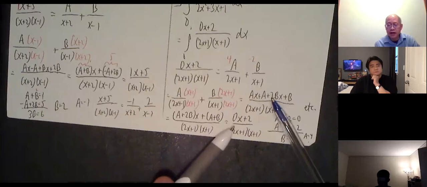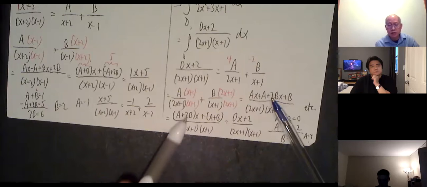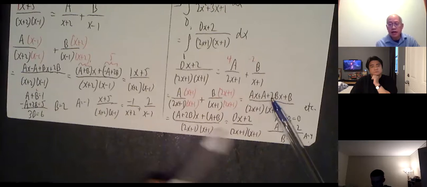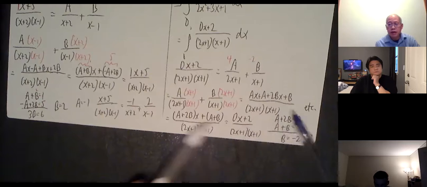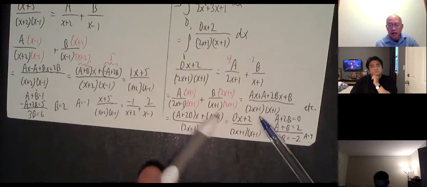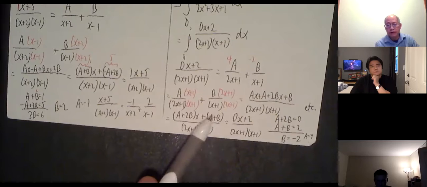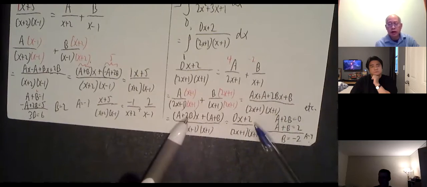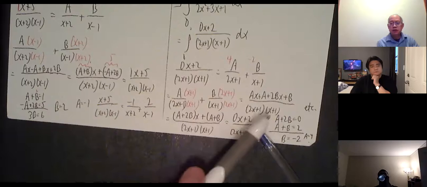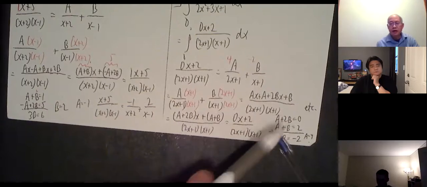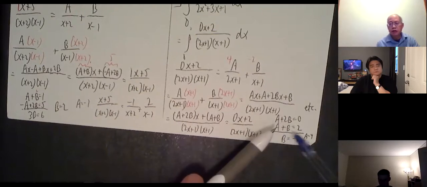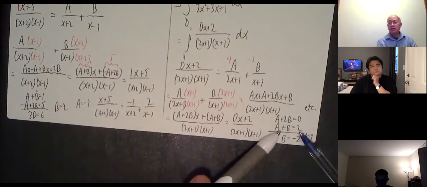I need the coefficient of x to be the same. In other words, this is 0. So a plus 2b is equal to 0. And then I need the constants to match. I need this stuff here to be 2. I mean, if this came out to be 3, it wouldn't be true. If it came out to be 1, it wouldn't be true. I need it to be equal to 2. So my two equations and two unknowns are a plus 2b equals 0 and a plus b equals 2. Two equations and two unknowns, very easy.